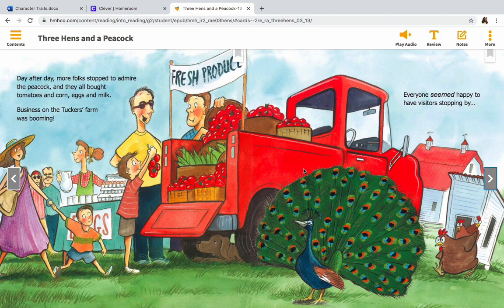So why do you think they liked looking at the peacock so much? Why did everyone stop to admire him? And who do you think was not happy about it?